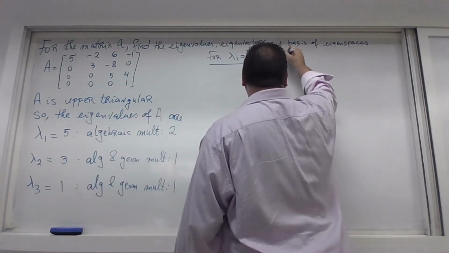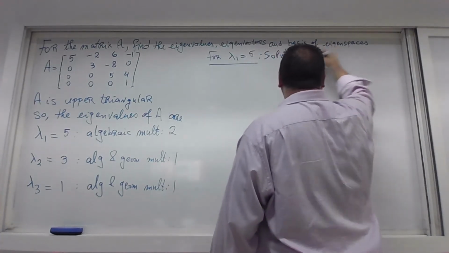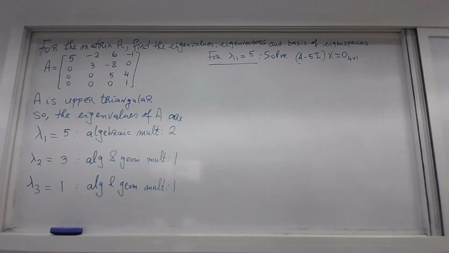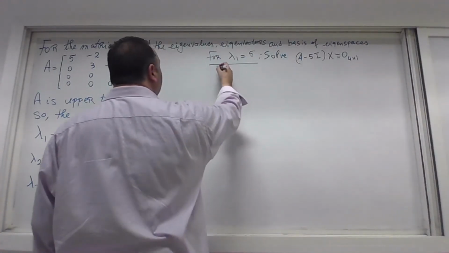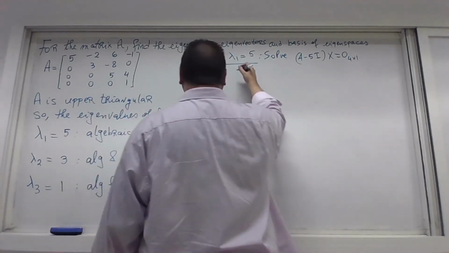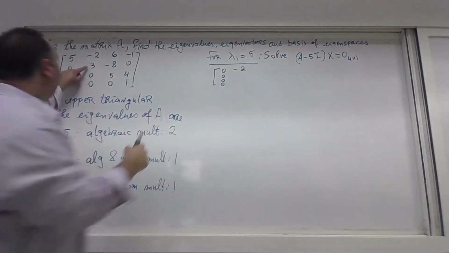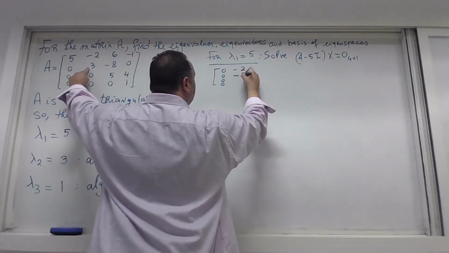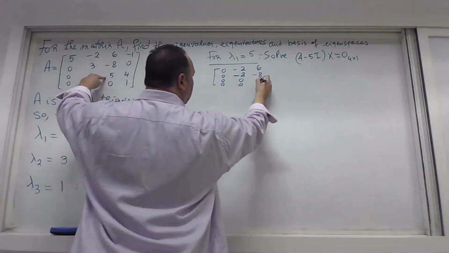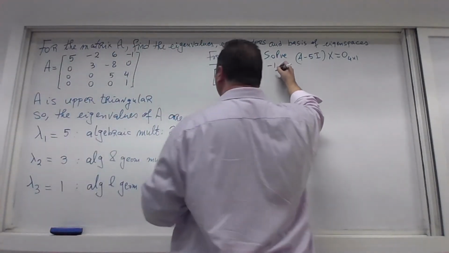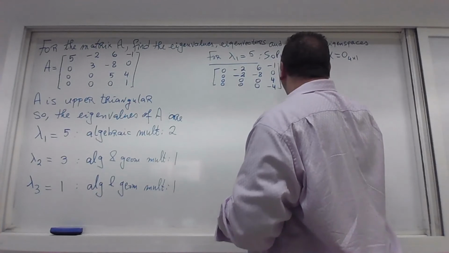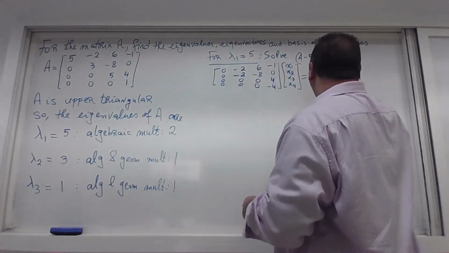So we need to solve (A minus 5I)x equals 0. This time x is 4 by 1, the identity is 4 by 4, 0 is 4 by 1, so everything is consistent, right? Okay, so 5 minus 5 is 0, so I have a column of 0. Then I have 3 minus 5, which is negative 2. Then 5 minus 5, 0. And then the last column: 1 minus 5 is negative 4. And then I have x1, x2, x3, x4 equal to 0, 0, 0, 0.